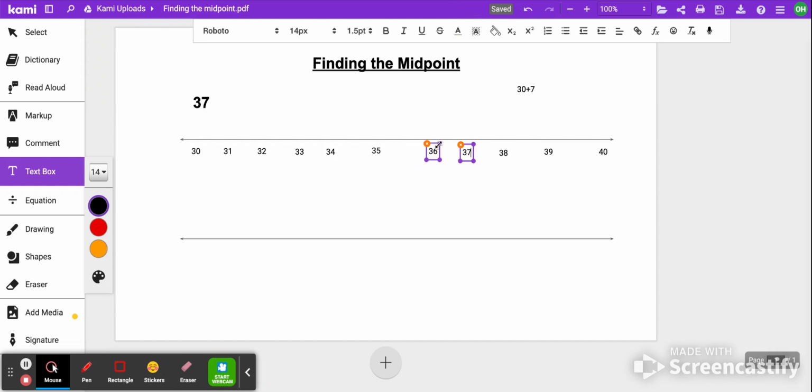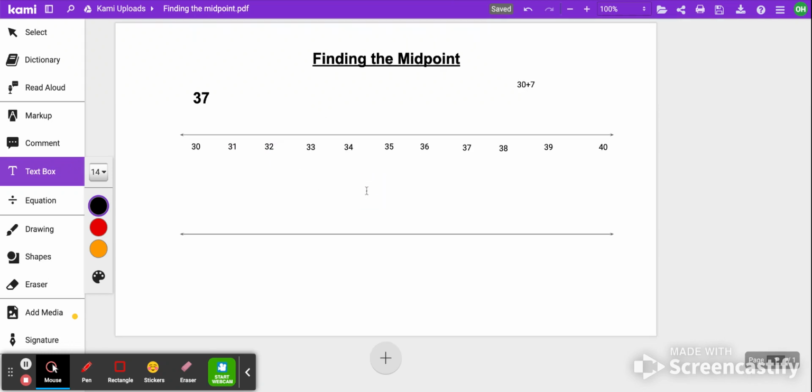All right. So you can visually see, once you do this number line, which number is in the middle. But we're not going to just rely on that. We are going to do something a little bit different so you can be sure that you have the correct number. So the first thing you want to do, and again, we're finding the midpoint.